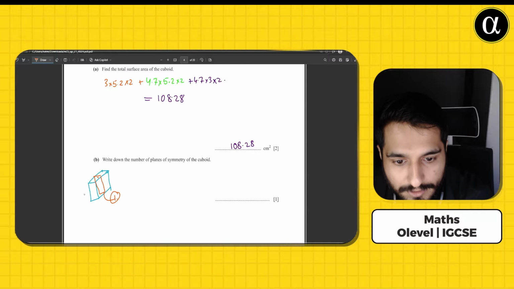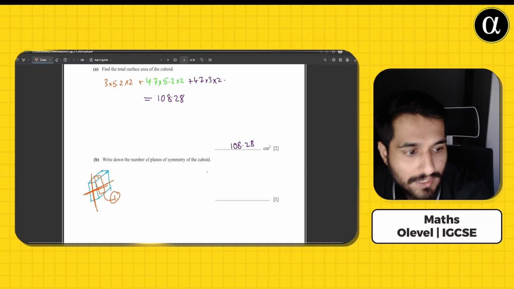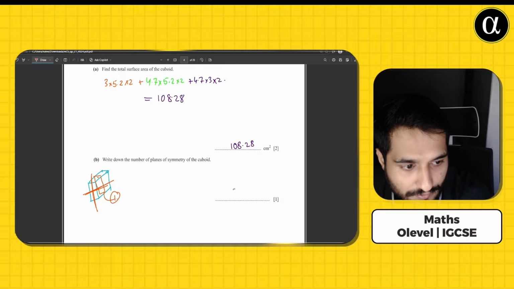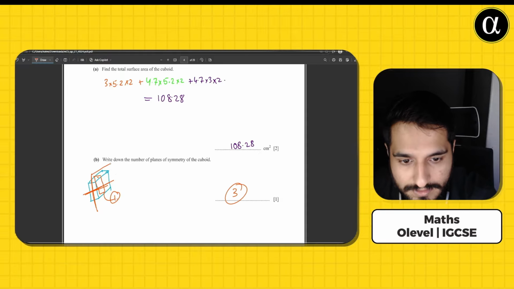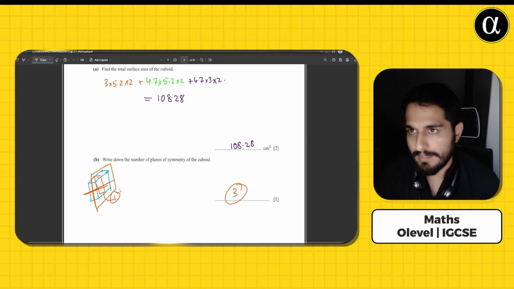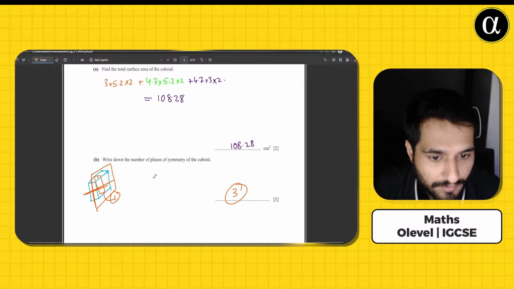What could be the other plane of symmetry? This could be your second plane of symmetry when you cut it from this side, and the third one could be this plane of symmetry. So there are going to be 3 planes of symmetry for this case, and we cannot form any more planes of symmetry. Planes are going to be drawn in this manner if you want to draw completely, but the examiner never expects you to draw the planes of symmetry, right?